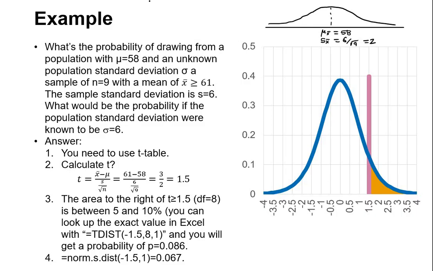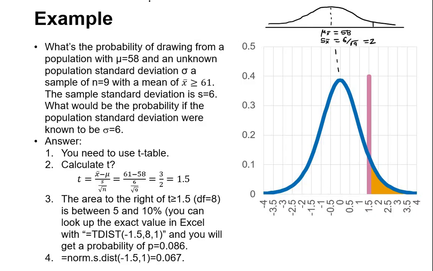Okay, so now we know that here you see the t-distribution, and you can see that the mean of 58 corresponds to a t-score of 0. And now we want to know what's the probability that we can draw from a population with a true mean of 58 a sample of 9 that averages out to 61.